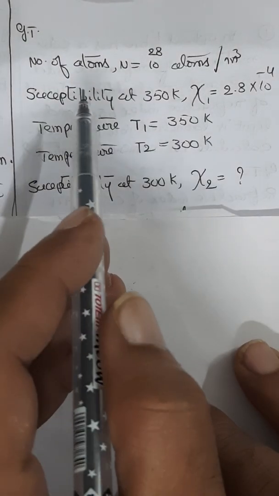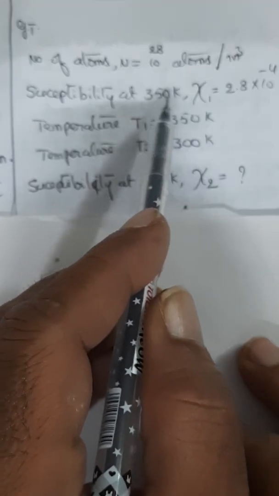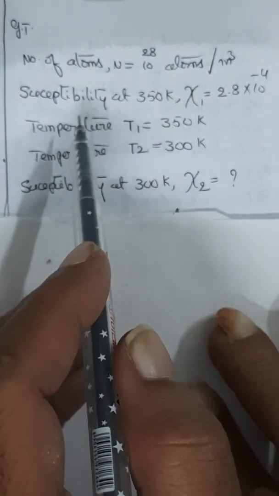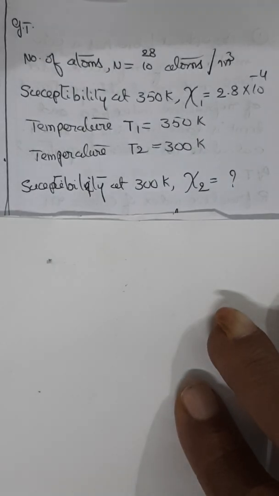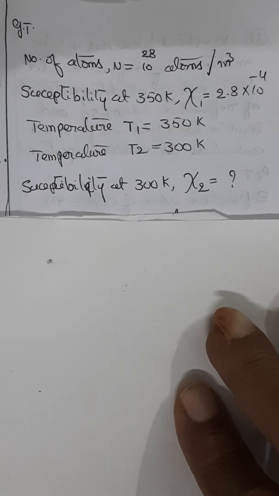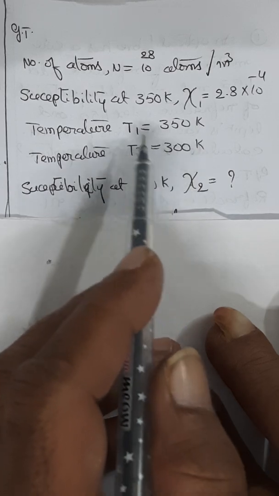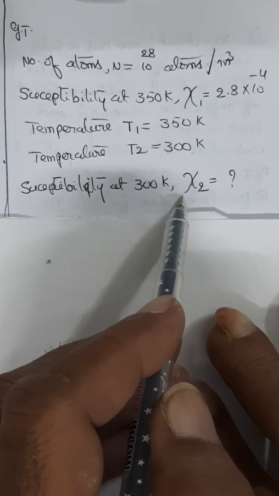So let us see what is given. That is what we have noted down here. The number of atoms N is equal to 10 power 28 atoms per meter cube. Susceptibility at 350 Kelvin, psi 1, is given as 2.8 into 10 power minus 4. Temperature T1 is 350 Kelvin. Temperature T2 is 300 Kelvin. Now the susceptibility at 300 Kelvin, that is psi 2, is to be computed. If you carefully observe, there should be a relation between susceptibility and temperature. Using that only we can calculate the required value.